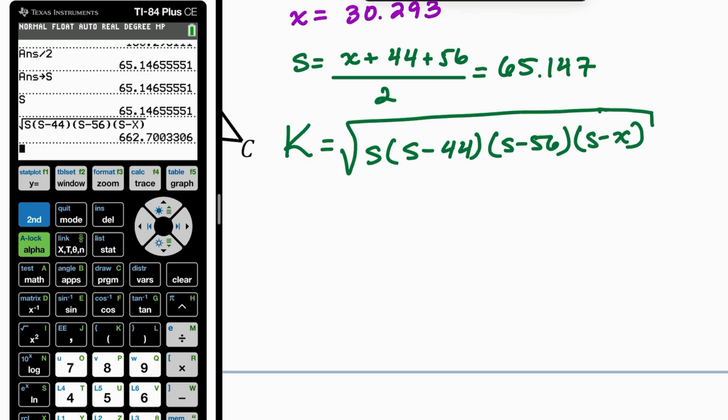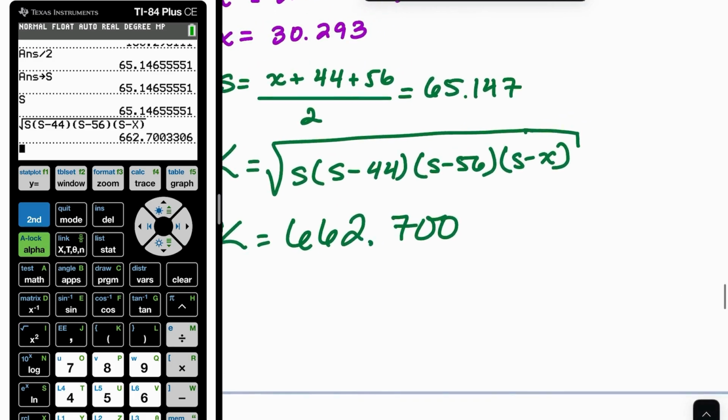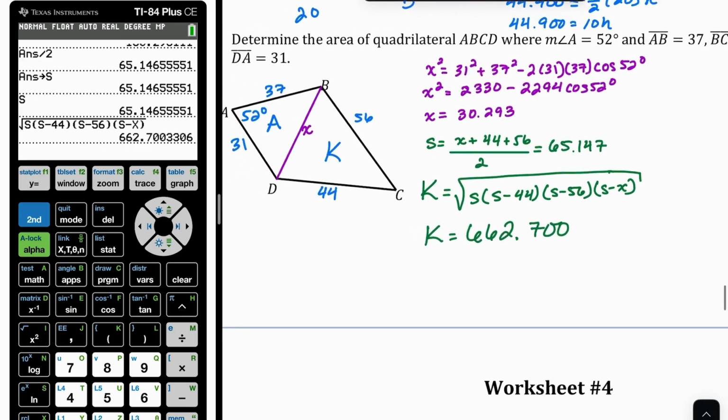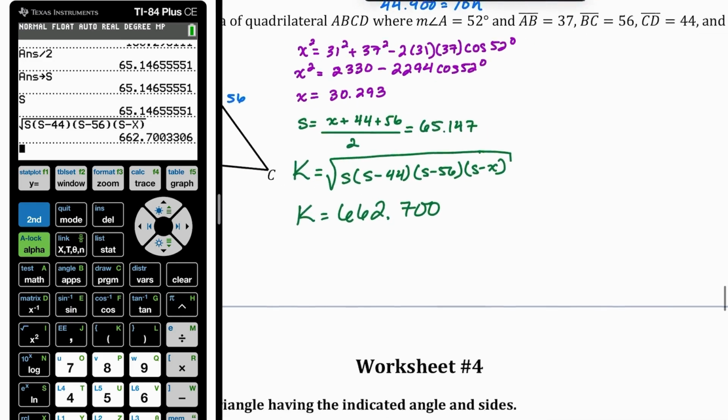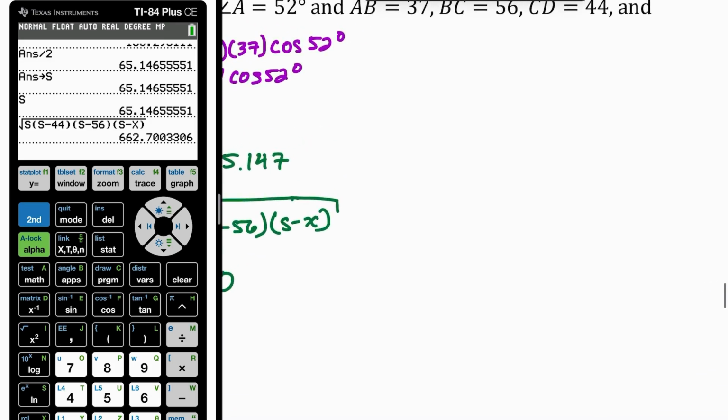So we're going to put that on the calculator and end up figuring out that K, the area of that triangle, is 662.700. Sweet, so I found half the area. How do I find the other half? Well, the other half is simply just a side angle side problem. So it's 1/2, did you forget at that time, the side lengths times sine of the angle that's between them.